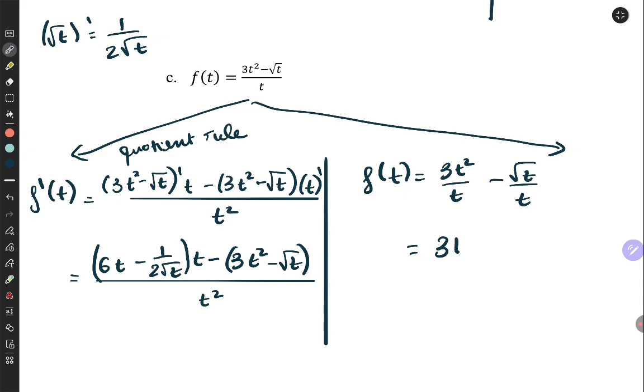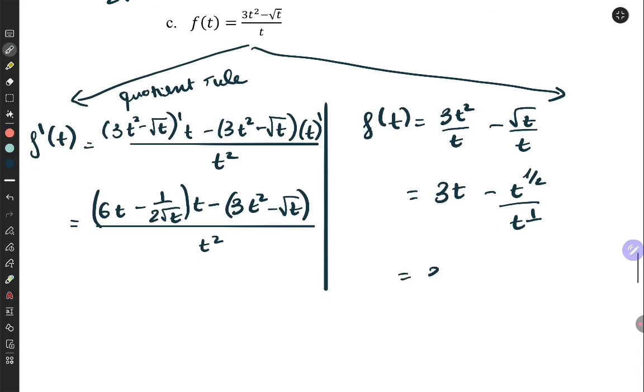Can you simplify? How about the second one? Okay, you can convert everything to exponents. T to the power 1. The first one is 3t. Leave it there. That looks beautiful already. How about the second one? What do you do with the power? What is the operation? Subtraction.